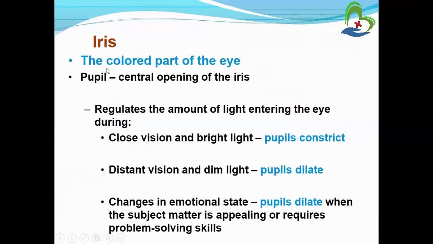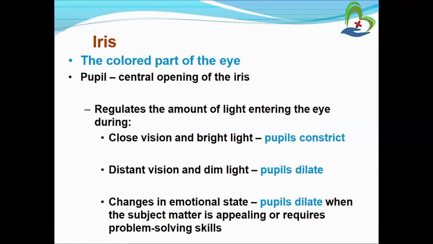The pupil regulates the amount of light entering our eye. During close vision and bright light, the pupils will constrict, and during distant vision and dim light, the pupils will dilate. By this movement of the pupils we can see any image clearly. So the regulation of the pupils is maintained by the iris, controlling the light entering our eyes.